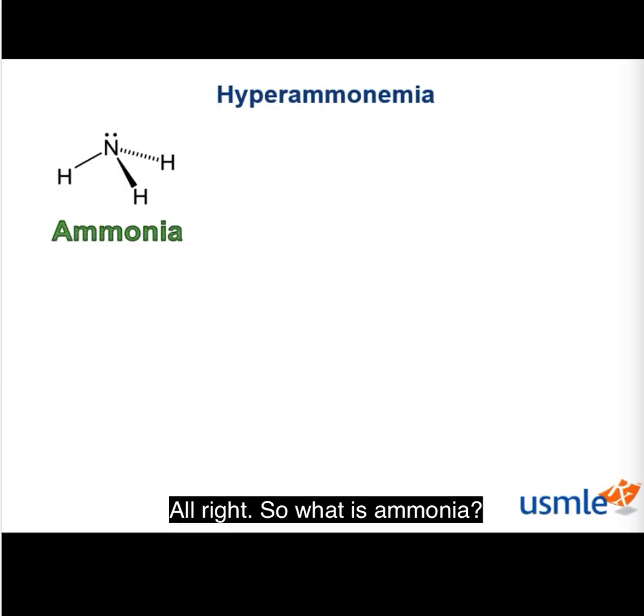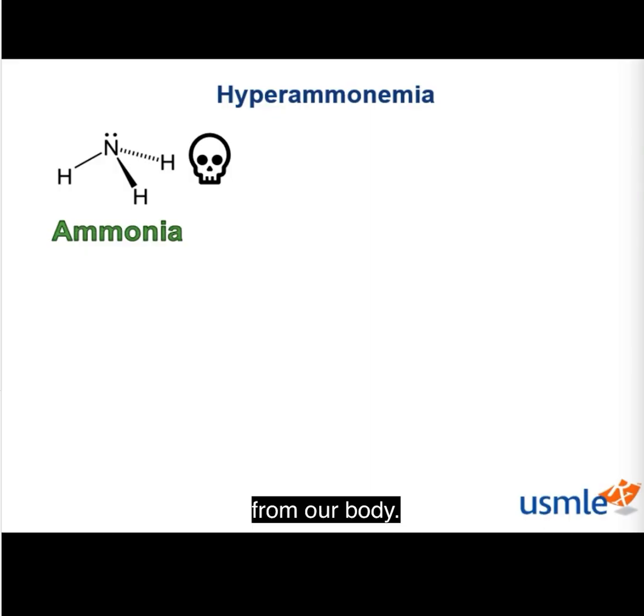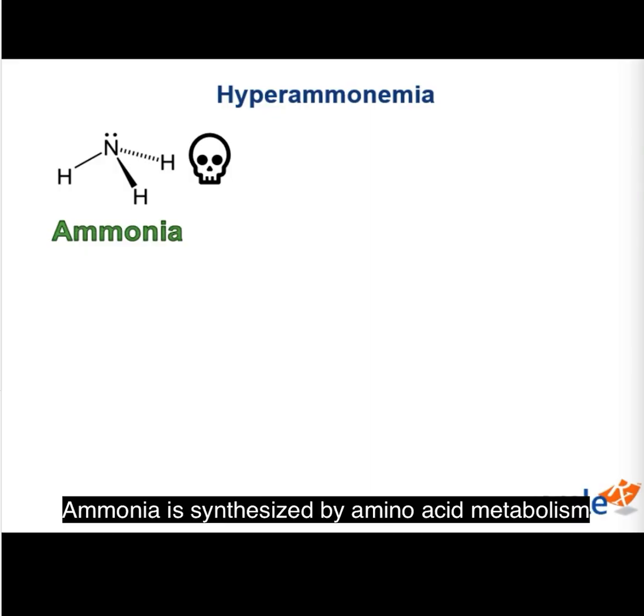Alright, so what is ammonia? Ammonia is a nitrogenous compound composed of nitrogen and hydrogen. Ammonia itself is toxic to our body, especially to our brain, and needs to be converted to urea, a non-toxic substance that can be excreted renally from our body. Ammonia is synthesized by amino acid metabolism and converted into urea through the urea cycle.